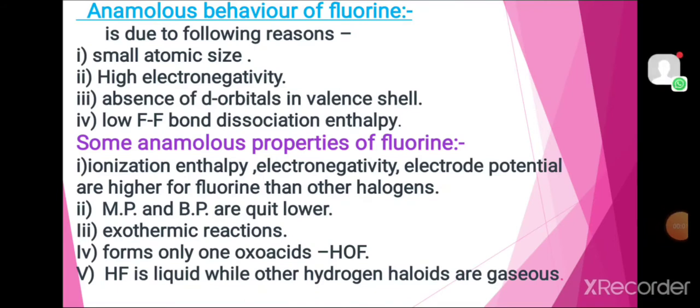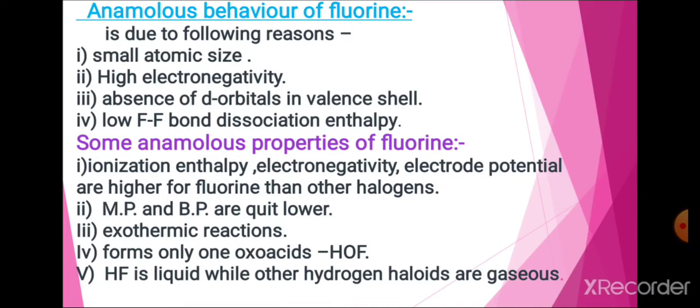Then next to this is anomalous behavior of fluorine. Fluorine, the first element in group 17, shows anomalous behavior due to the following reasons. First reason is small atomic size. Its atomic size is very small. Then second is higher electronegativity. It is the most electronegative element in the periodic table. There is the absence of d orbitals in the valency shell.